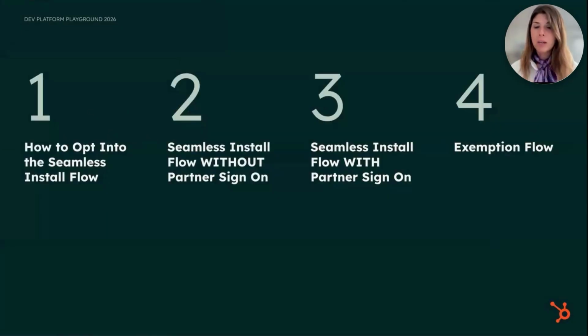All right, enough of me talking, because the best way to understand Seamless Install is to see it in action in a demo. We'll walk through 4 scenarios today. First, how to opt your app into Seamless Install. That's the configuration step on your end. Then, we'll look at the listing editor as well as the customer experience, what it looks like without partner sign-on, and then with partner sign-on. And finally, the exception request flow for apps that generally don't fit in our standard pattern. Now I'll hand it over to my colleague Harish to take us through it.